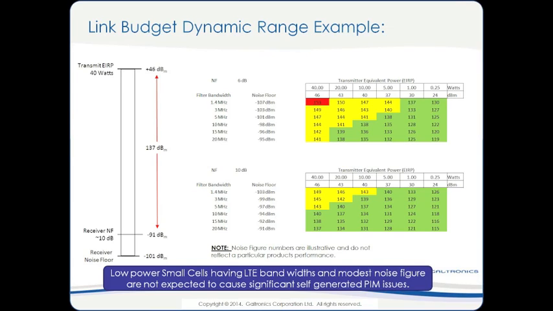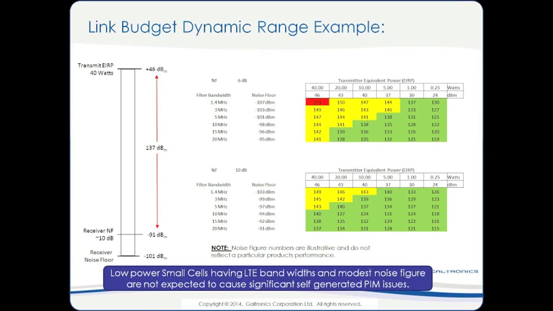So let's look at some variations in these numbers. The table at the top represents a 6 dB noise figure, which is a pretty good noise figure for a receiver, versus filter bandwidth for the input and transmit equivalent power across the top. When you look at 40 dB transmit power, which is something similar to what you might see in macro networks, and you look at very narrow bandwidths, 1.4 megahertz, you see that you can easily get down to a dynamic range of 153 dBc.